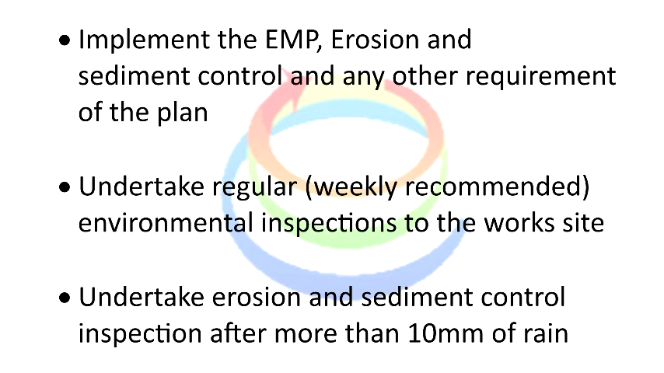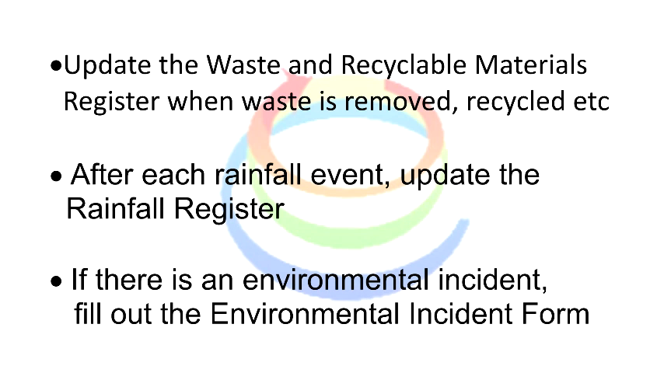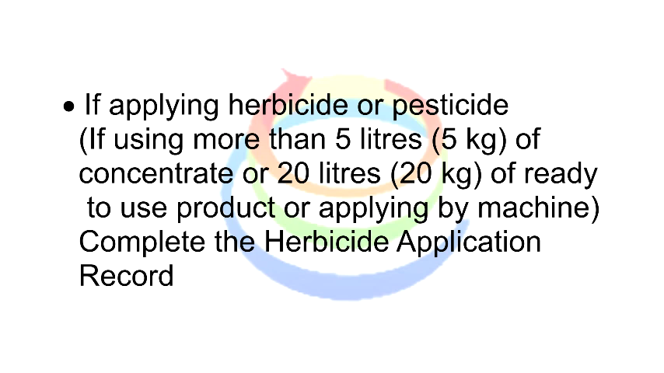Undertake an erosion and sediment control inspection after more than 10 millimeters of rain. Update the Waste and Recyclable Materials Register when waste is removed, recycled, etc. After each rainfall event, update the rainfall register. If there's an environmental incident, fill out the environmental incident form. If applying herbicide or pesticide, and using more than 5 liters or 5 kilograms of concentrate, or 20 liters or 20 kilograms of ready-to-use products applied by machine, complete the herbicide application record.